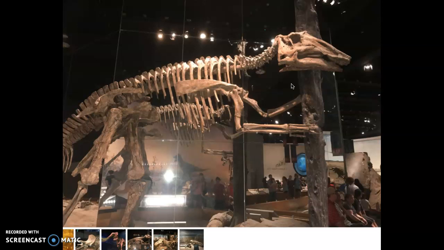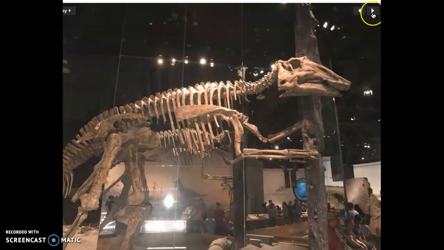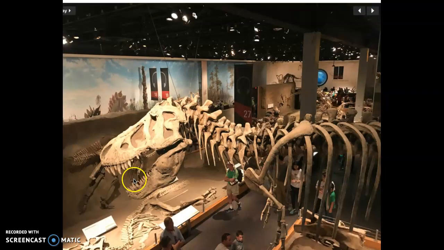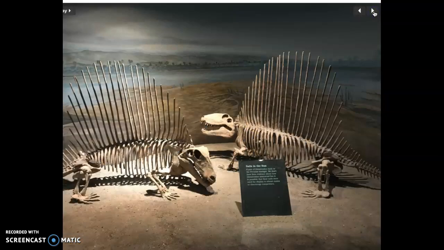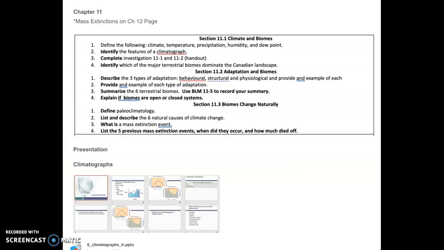Paleoclimatologists, there's a job you could do when you grow up. They were in charge of figuring out what the environment was like at the time that was able to produce enough plants for all these big herbivores to exist. And if you can have a big herbivore, you can have your big carnivores who eat them, because they're very tasty. Dinosaur burgers.